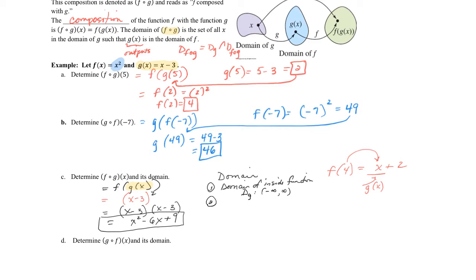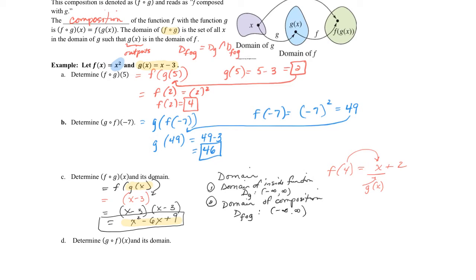Okay, step 2, we're going to look at the domain of the composition. So of the newly composed function, the domain of the composition. So we'll be looking at the domain of f composed with g. Well, f composed with g, of course, is our function x squared minus 6x plus 9, which is a polynomial. And so the domain of f composed with g is also negative infinity to infinity.